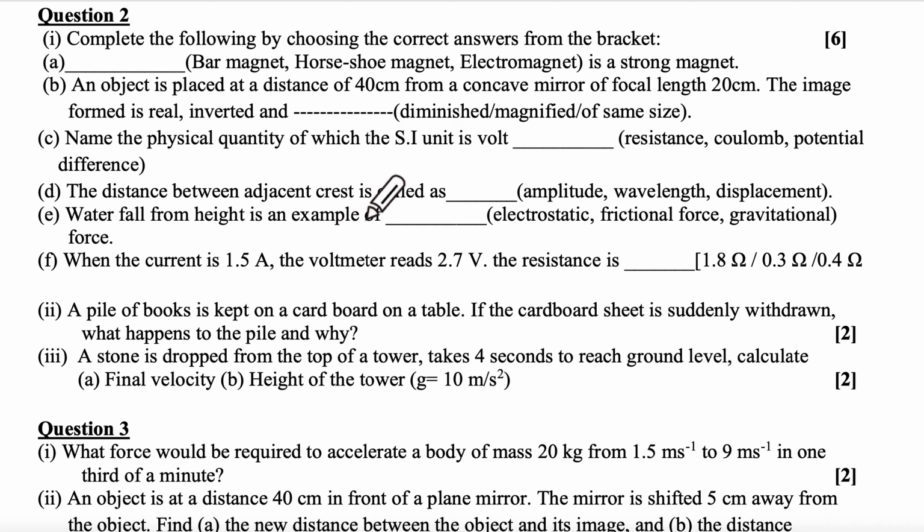The fall from a height is an example of which force, gravitational force, right? Current of this voltmeter is this, resistance. V is equal to IR by Ohm's law. So what is R equal to? I goes that side, R is V upon I. That will be 2.7 upon 1.5. If I take out the decimal, that's 27 upon 15, so 9 upon 5 means 1.8. Correct, 1.8 ohm.